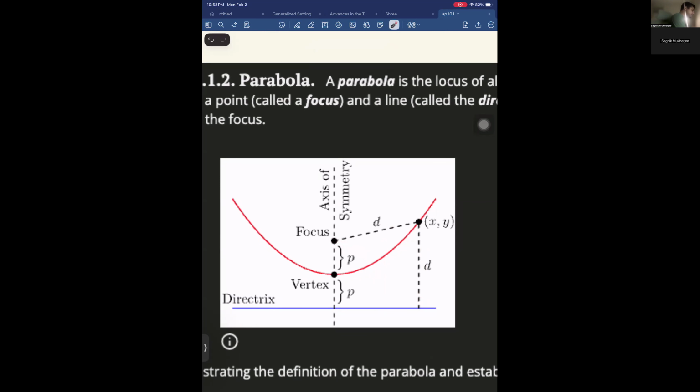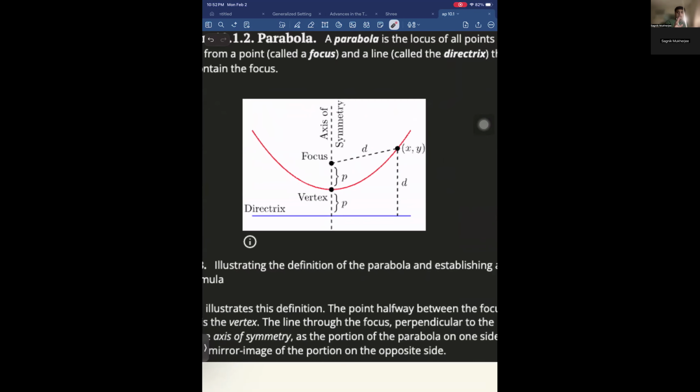Make sense? So the most important two properties of this parabola are focus and directrix. However, there is also a very special point. Once you find out the parabola itself, meaning the vertex. So what is vertex?